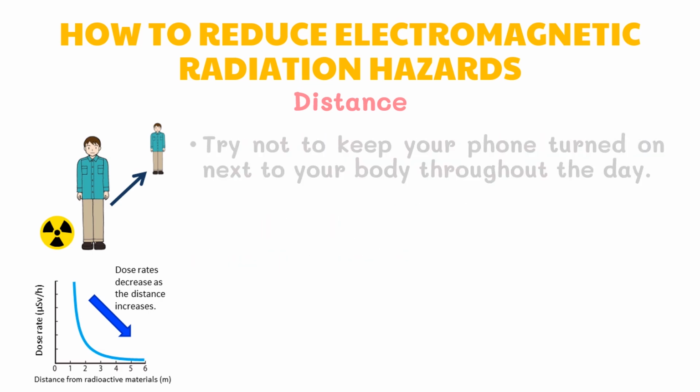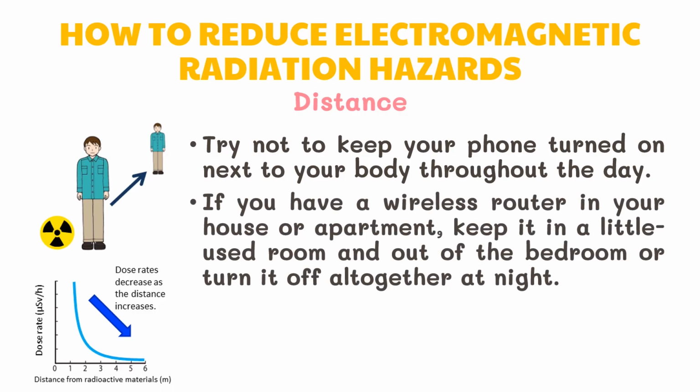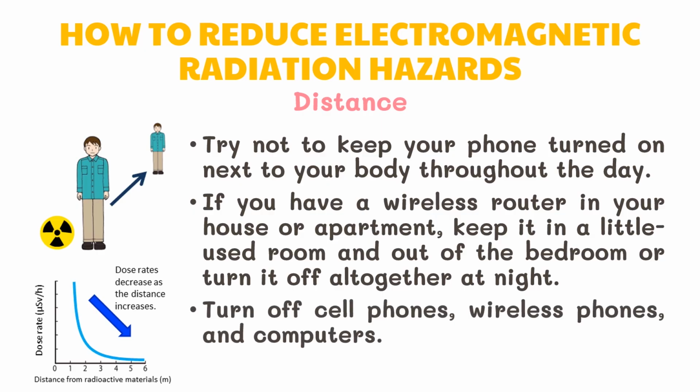Try not to keep your phone turned on next to your body throughout the day. If you have a wireless router in your house or apartment, keep it in a little used room and out of the bedroom, or turn it off altogether at night. Strive to keep your bedroom as free of electronic radiation as possible. In addition to routers, turn off cell phones, wireless phones, and computers at night. Unplug electric devices near the bed.